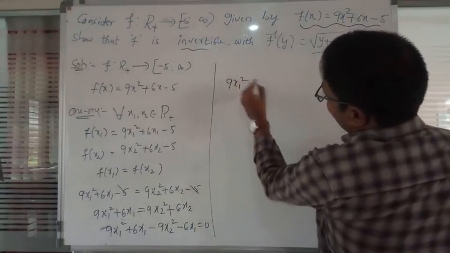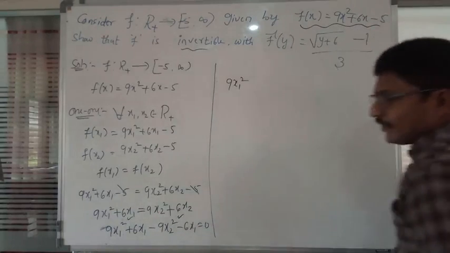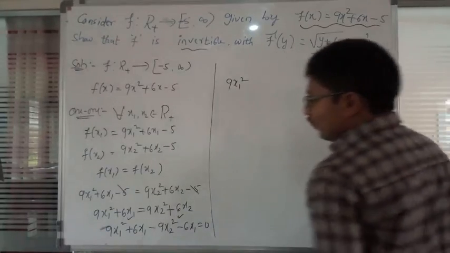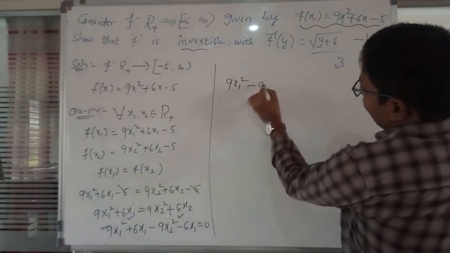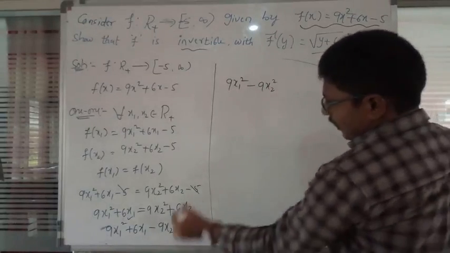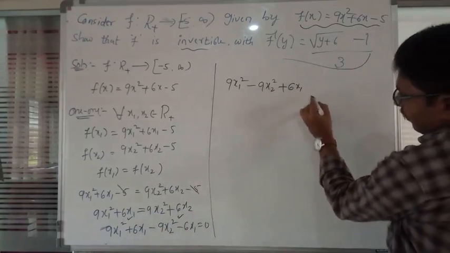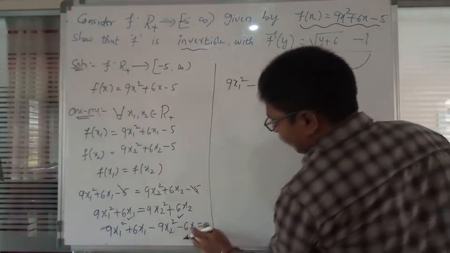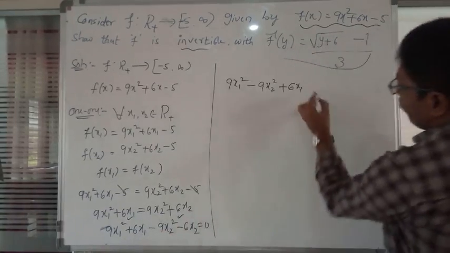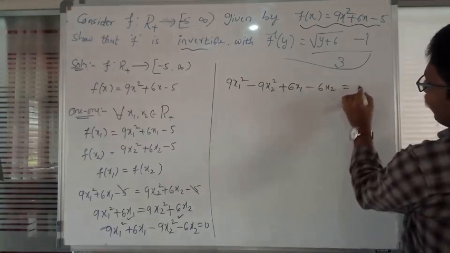9x1 square is a value which contains the power 2, and this is also a value which contains the power 2. So collect both values and keep them on one side: 9x1 square minus 9x2 square. Next, plus 6x1 minus, sorry, I made a mistake here, 6x2, is equal to 0.